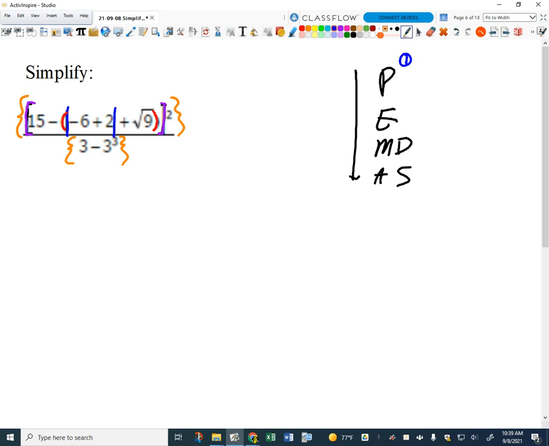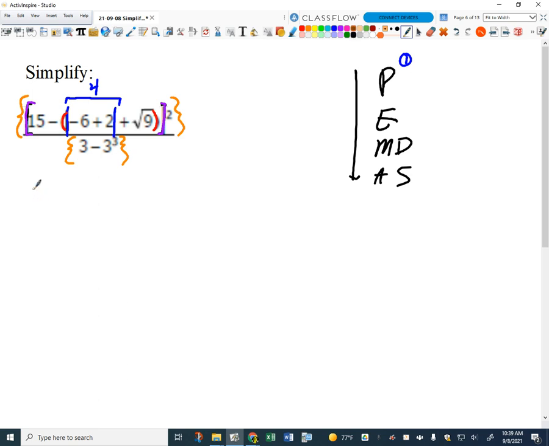Okay, well, what's negative 6 plus 2? Negative 4. And what's the absolute value of negative 4? Okay, so we could replace all this stuff right here with a 4, couldn't we? There's our first step, okay? So then what have we got?